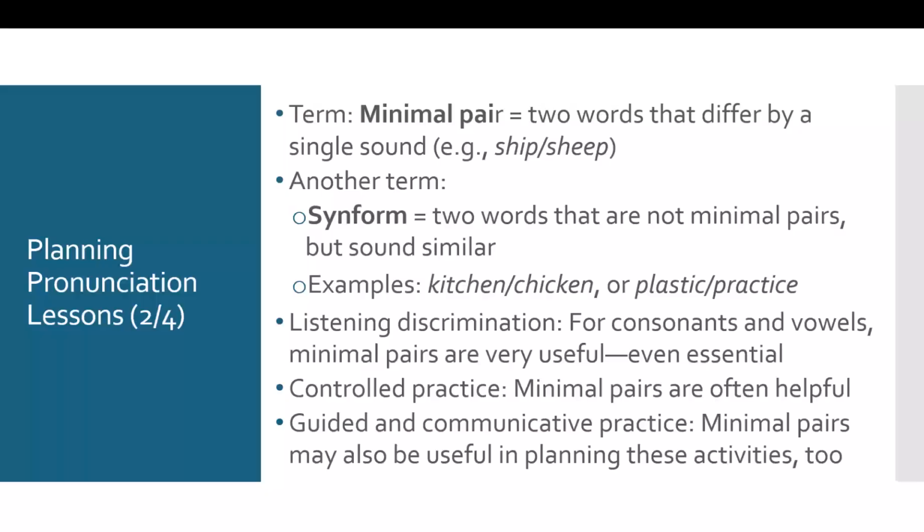Now, an important term for pronunciation lessons is minimal pair. It's 2 words that differ by one sound, like ship, sheep. Another important term is a similar form, and that's 2 words that are not minimal pairs, but they sound similar, like kitchen, chicken, plastic, practice, and those can be easy to confuse also.